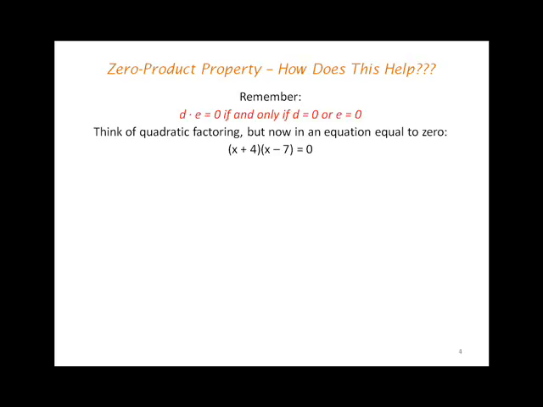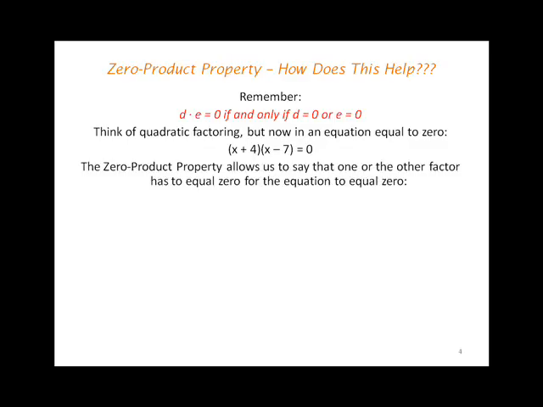So there's our zero product property written at the top. And how does this help? Well, let's pretend we have two factors, x plus 4 times x minus 7 equal to 0. The zero product property allows us to say that one or the other of the factors has to be equal to 0 for the equation to be true. So in order to solve it, we can break that apart. We can say the first factor, x plus 4, equals 0, or the second factor, x minus 7, equals 0.